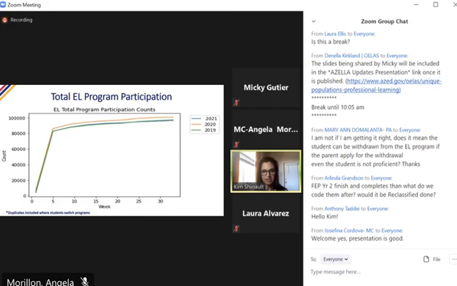Typically what we would see is about a 1 to 2% increase in the total EL program participation from one year to the next. And this is because of population growth and migration patterns, et cetera. So the total number increases year over year.